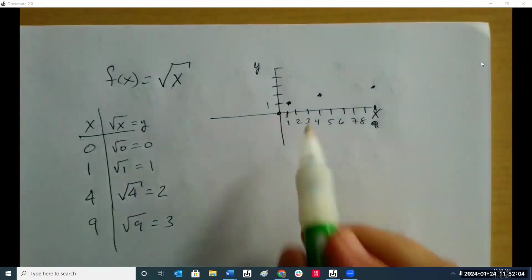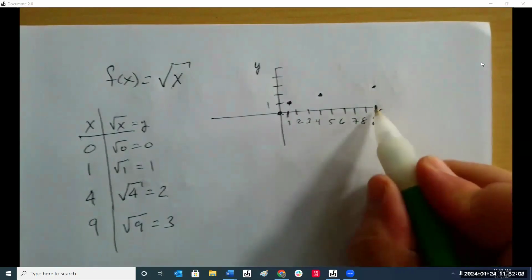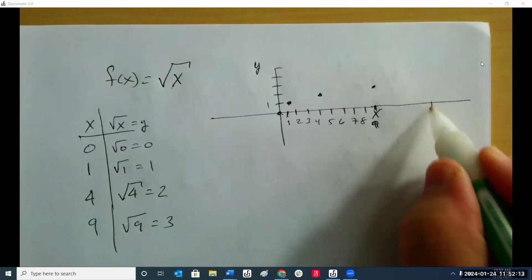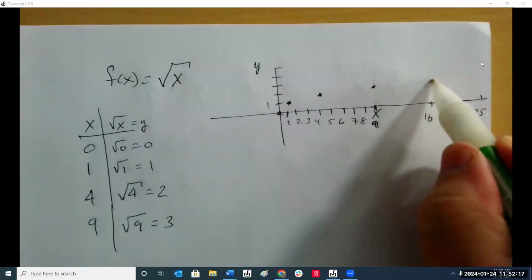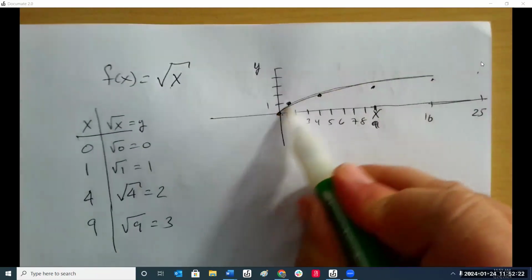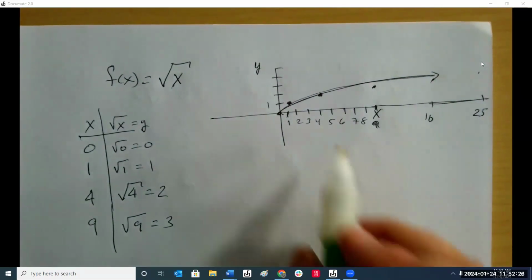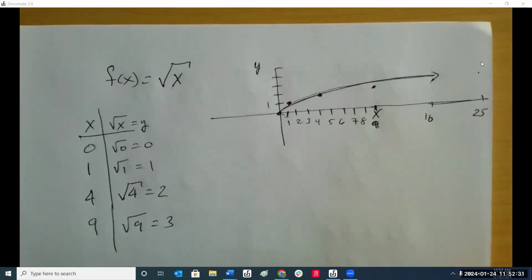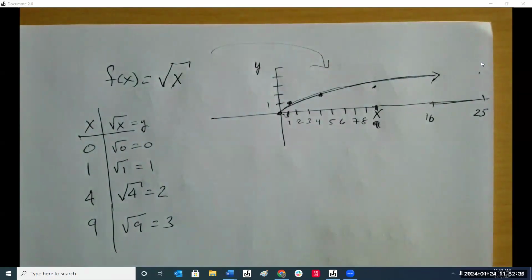So we notice that it takes a long distance. Because what's the next one after this? Then after that is 25. And it only goes up 1 point. So the graph is a curve like this, which tells us that it grows further out to the right than it does up. So that's the graph of square root of x.